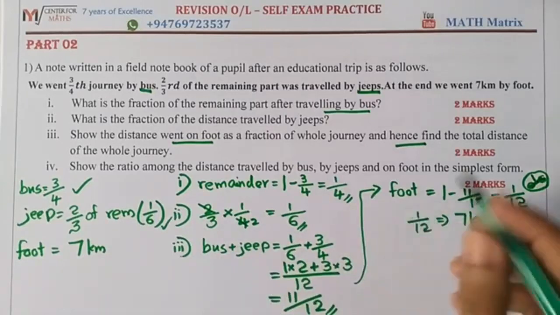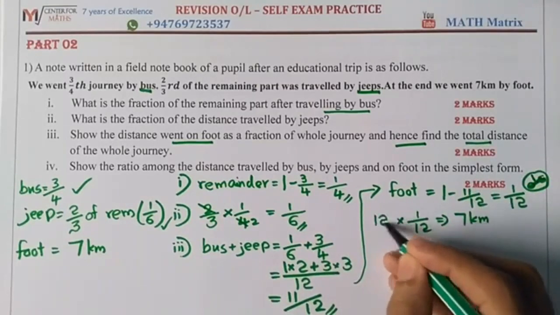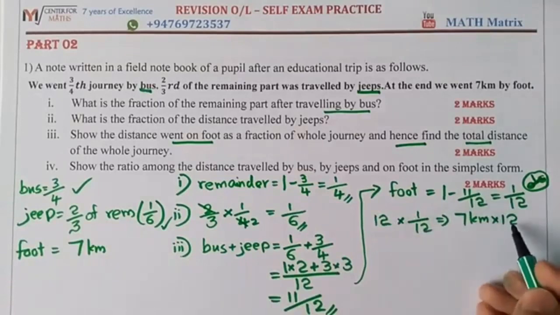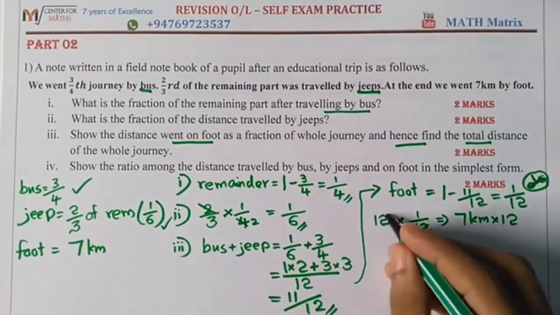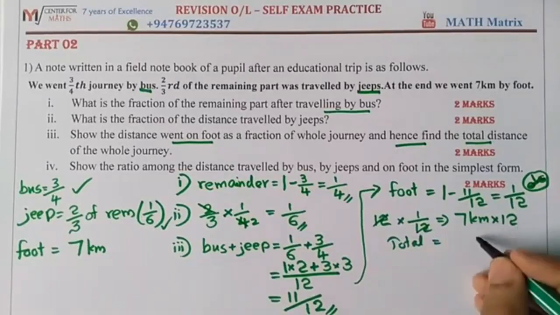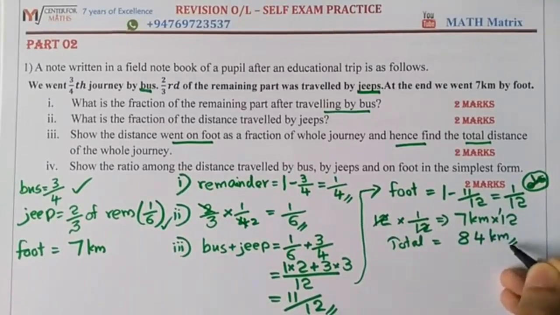Now can we find the total? They are asking us to find the total distance. For that, we have to multiply by the denominator. That means by 12. 1 part is equals to 7, so to find for 12 parts, we just have to multiply this. So the total distance is equal, 7 2s are 14, 1 remaining, 7 1s are 7 plus 1, 8. That means the total distance is just 84 kilometers, right?